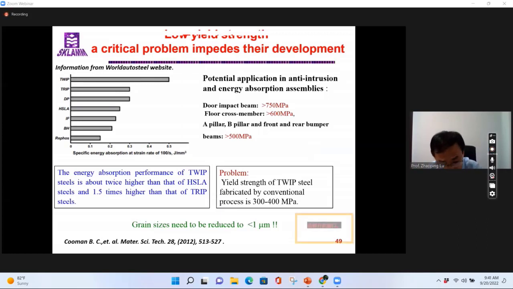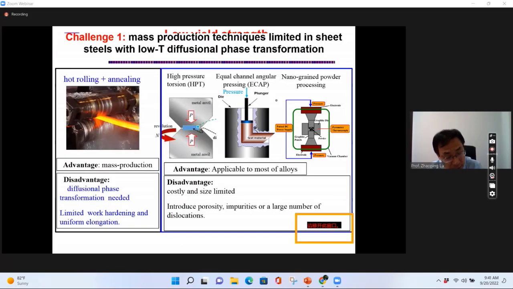So that means the grain size of the material needs to be reduced to below 1 micron. Nevertheless, there's no mass production line available to mass produce this ultrafine grain steel. High pressure torsion and equal channel angular pressing and so on can be applied to this material to produce the ultrafine grain TRIP steel, but it is very costly, and the sample size is limited. Cannot make components.